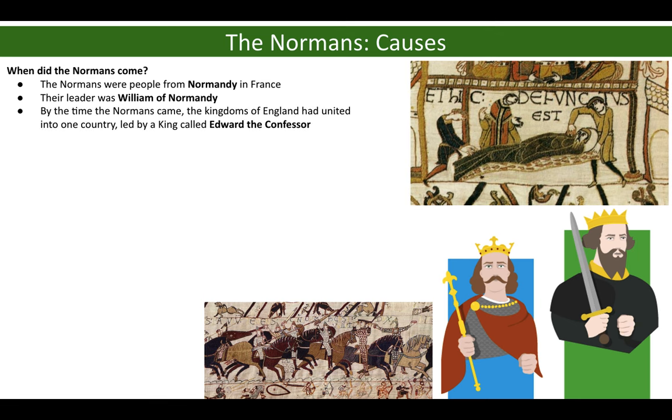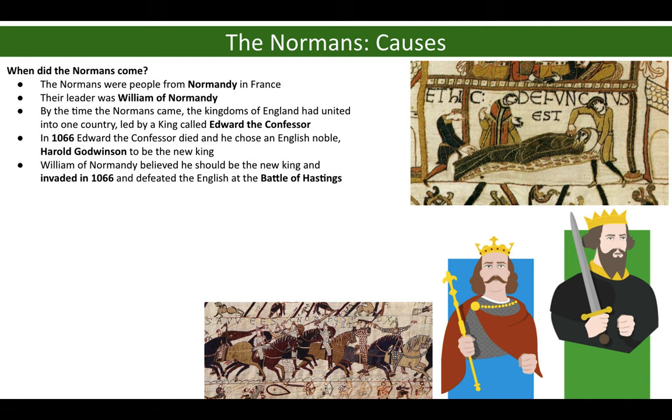By the time the Normans came, the kingdoms of England, those 7 Anglo-Saxon kingdoms, had united into one country led by a king called Edward the Confessor, who you can see here portrayed on the Bayeux tapestry. In 1066, Edward the Confessor dies, and a new king is chosen, and that king is Harold Godwinson. This leads to the Norman invasion because William believed he should be the new king, so he invades England to take that throne that he thinks has been stolen from him.